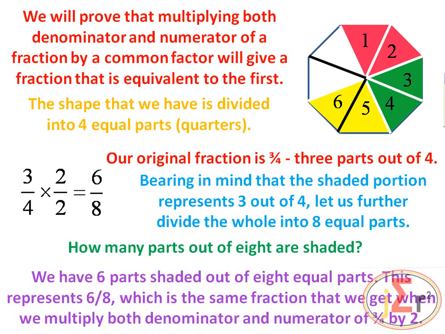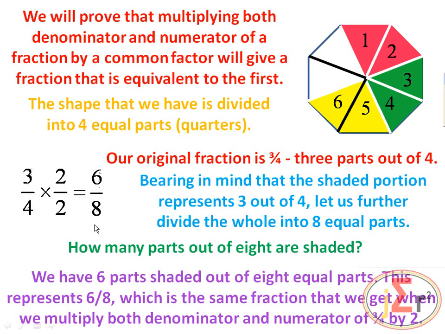We have 6 parts shaded out of 8 equal parts. This represents 6/8, which is the same fraction that we get when we multiply both denominator and numerator of 3 quarters by 2. So what we are saying is that if we multiply both numerator and denominator of 3 quarters by 2, we get 6/8.